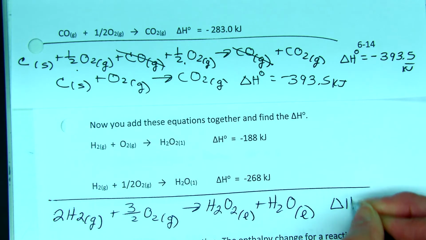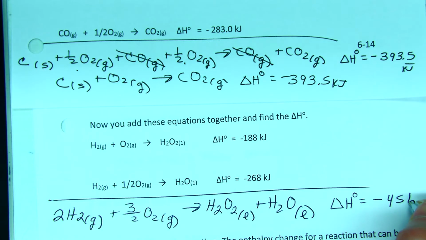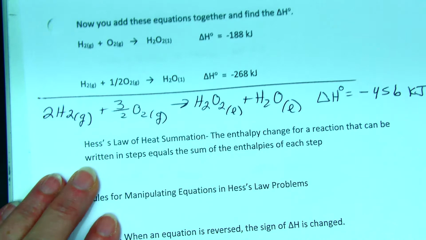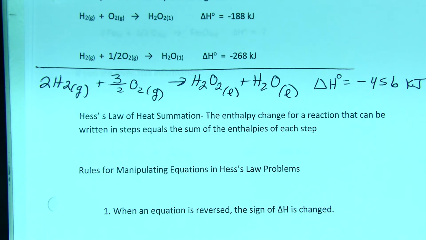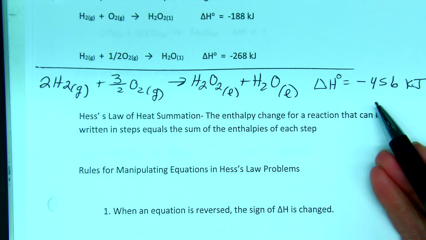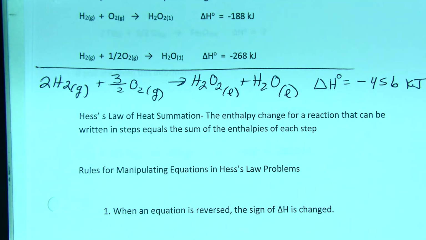We multiply everything by 2 to get rid of that fraction. Oh, good question. I don't like fractions. Can I multiply this and get rid of it? Certainly you could. What does that do to the heat? It's going to double the heat too. So would it still be a good thermochemical balanced equation?